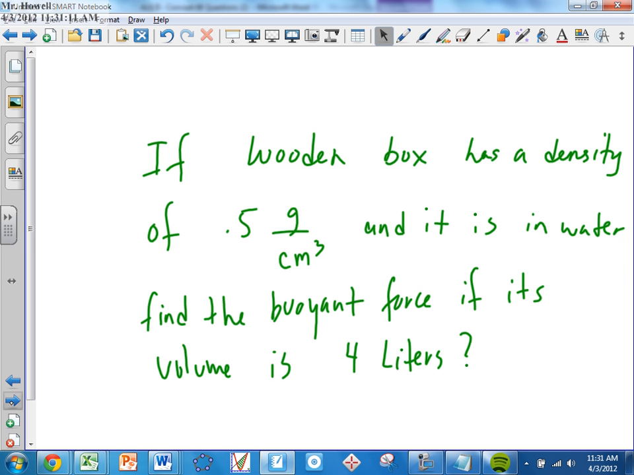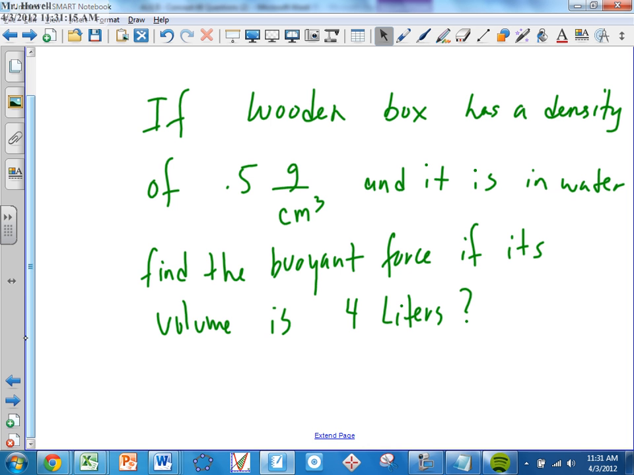Alright, so let's look at this problem here. Now, the first thing you want to think about, the wooden box has a certain density, 0.5. Water, we said, is a density of 1, if we're in these units. So it's in water, so clearly it's going to float. Start with an image on the side if it helps you. It's going to float because it's less dense.